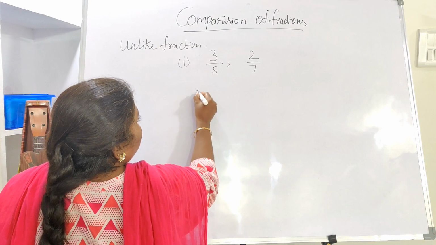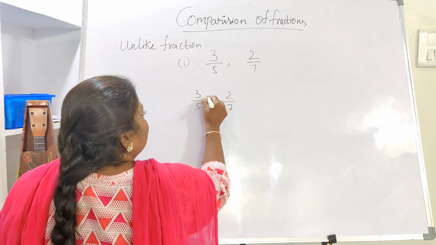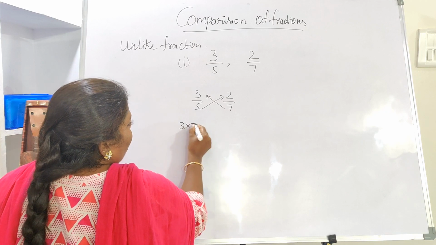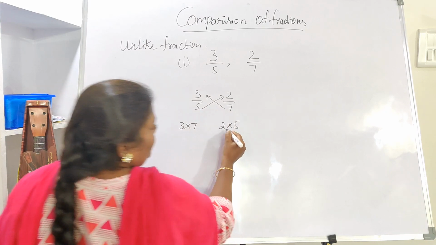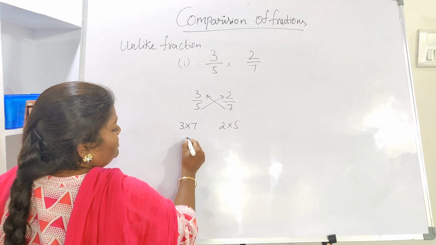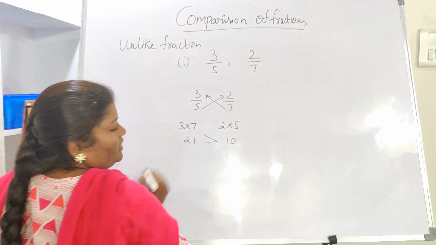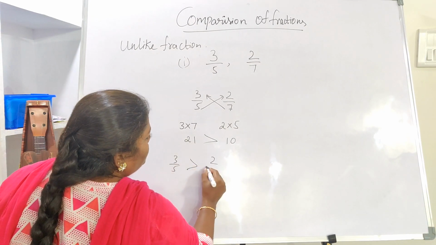What you have to do is just cross multiply. So 3 into 7, and this 5 goes that way, so 2 into 5. So 3 7s is 21, and the other is 10. Now which is greater? 21 is greater. So therefore 3 by 5 is greater than 2 by 7.